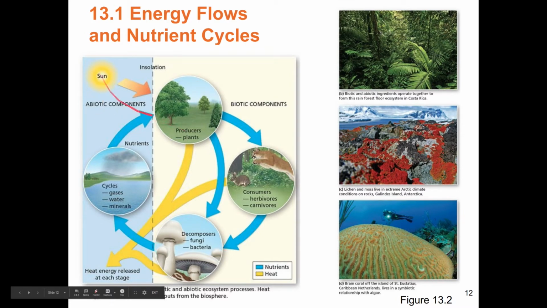So energy from the sun goes to the plants. Energy from the plants goes to the consumers. Once they're dead, their energy gets used by the decomposers.